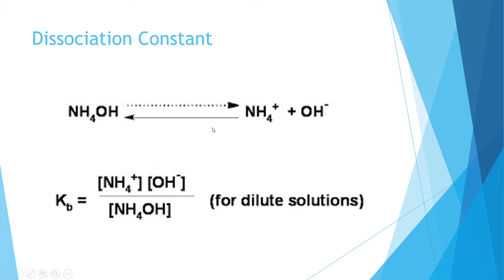If we consider the backward reaction, the combination of NH4 plus and OH minus gives NH4OH. That means this step is a formation step. So in this step, instead of dissociation constant, we can say that it is a formation constant. So the equilibrium constant, in some cases will be a dissociation constant, and in some cases it will be a formation constant.